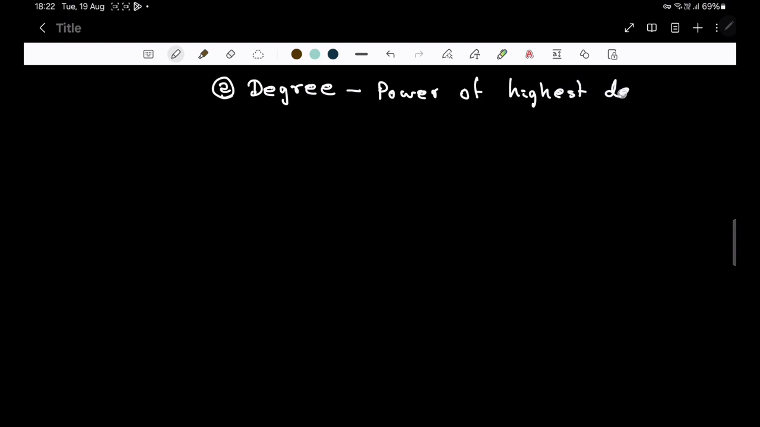Let's see how to classify differential equations by their degree. So the new topic is degree. Classification based on degree. Degree means the power of the highest derivative term. Let's see an example. First one.